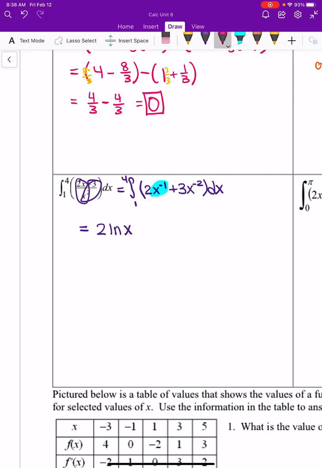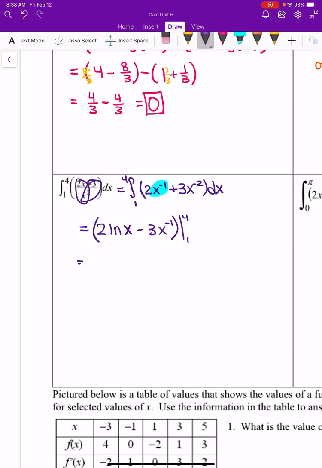All right. Then our second term, let's see, increase our exponent by 1. So that'll be x to the negative 1. 3 divided by negative 1 is negative 3. We're going to evaluate this from 1 to 4.